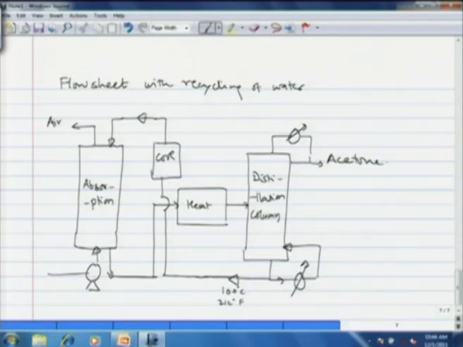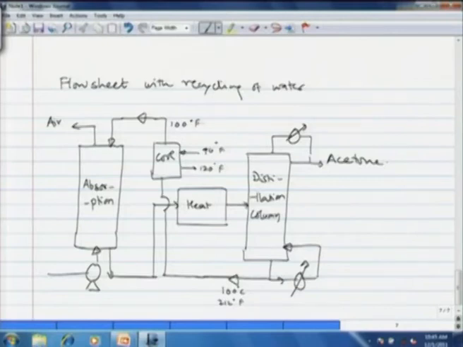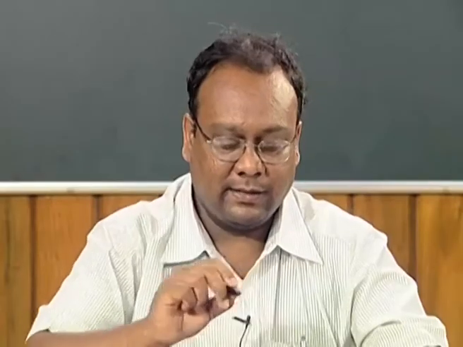Okay. Now, with recycling we have to cool it intermediate. Now, for cooling this stream we will use, let us say, cooling water which enters the cooler at 90 degrees Fahrenheit and leaves at 120 degrees Fahrenheit. If this particular cooler is operated in counter current mode, then with the delta T mean constraint, the minimum temperature that the water coming out of the cooler will have is 100 degrees Fahrenheit, which enters the absorption column.